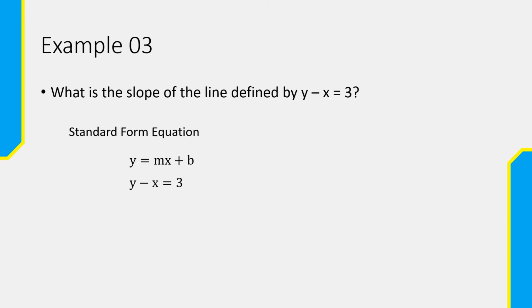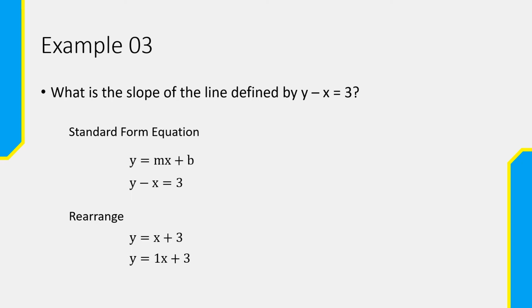As you see, the given equation is y minus x equals 3. In the standard form equation, the y is by itself on the left side, so to achieve that from the line equation we were given, we simply have to move x over to the right-hand side of the equation by simple addition. By doing that, we get y equals x plus 3.